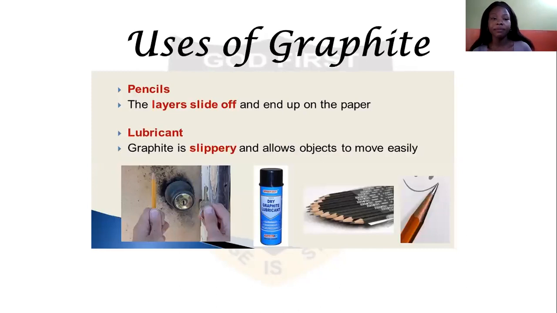Now, uses of graphite. Graphite is used in combination with clay to make pencils. The lead in pencils is made from graphite in combination with clay. Because of that slippery nature of graphite, when you are writing on paper, it can slide off and mark the paper. So that's one use of graphite. Then, as I mentioned just a while ago, graphite is used as a lubricant, especially for machines with high temperature. So those are the uses of graphite.